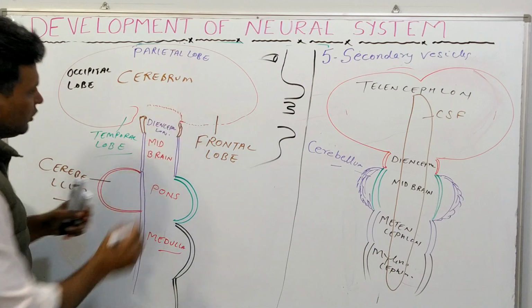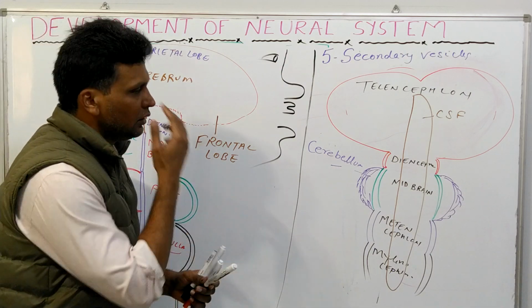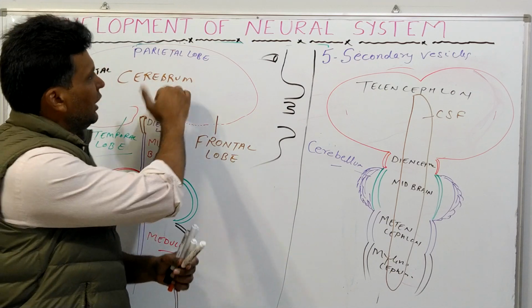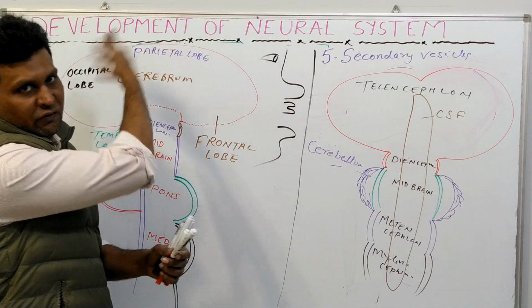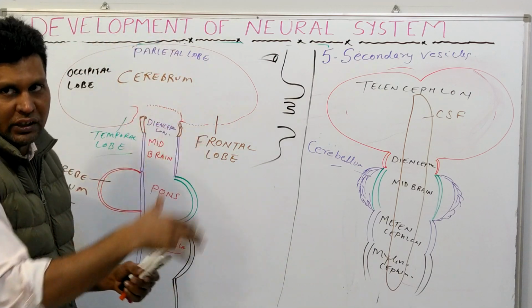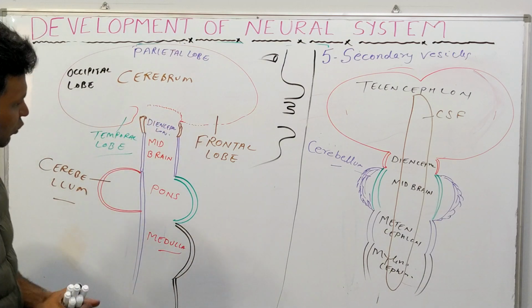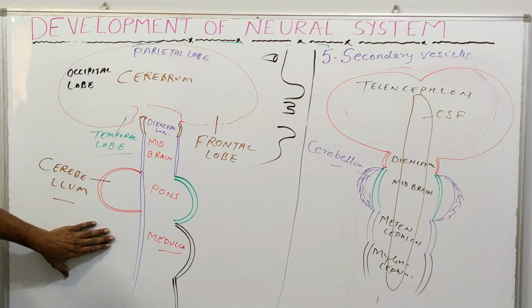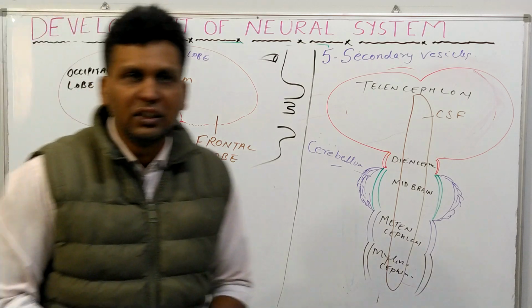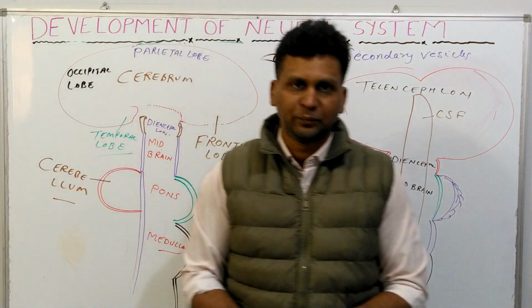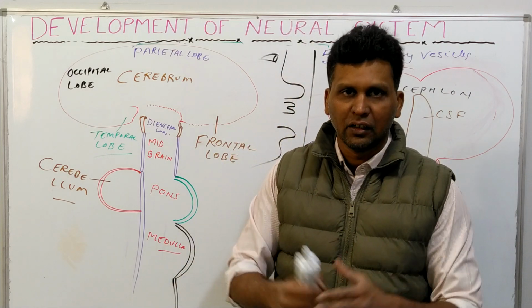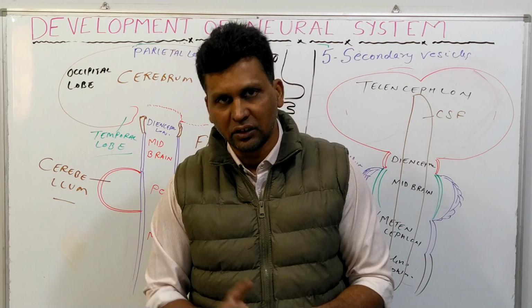So see, I am standing here. This is your nose, and this is your brain. One lobe is here, and the second lobe is here, connected with the corpus callosum. We will go into the detail. But here I just want to tell that by this way, the formation and development of the neural system takes place.